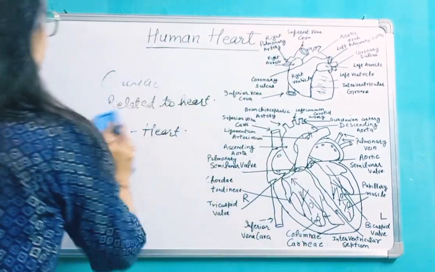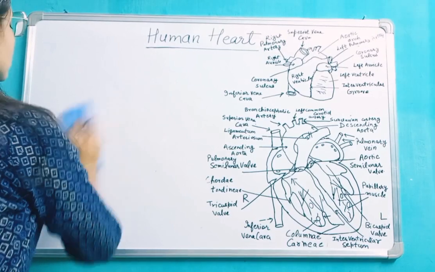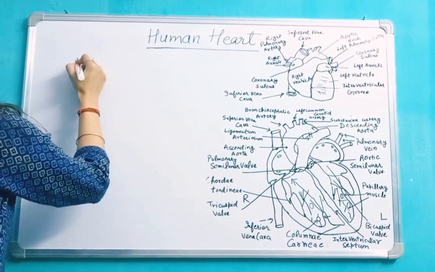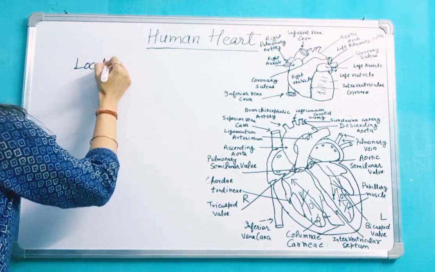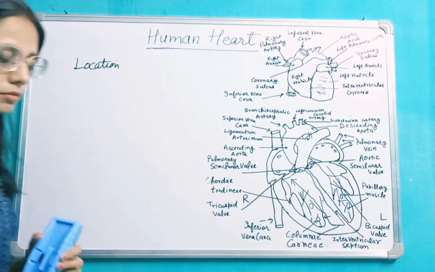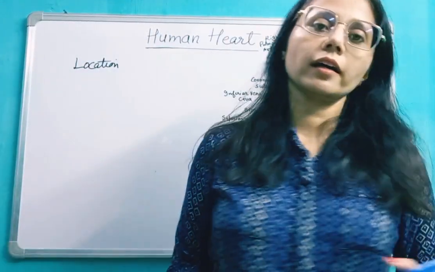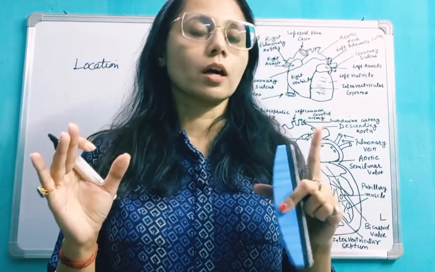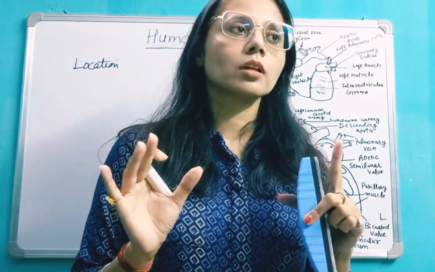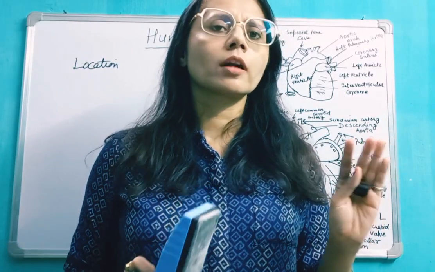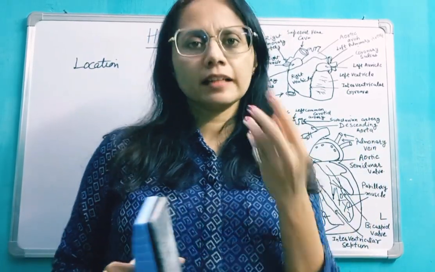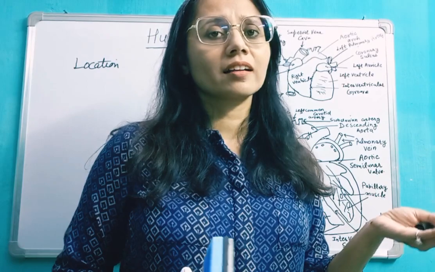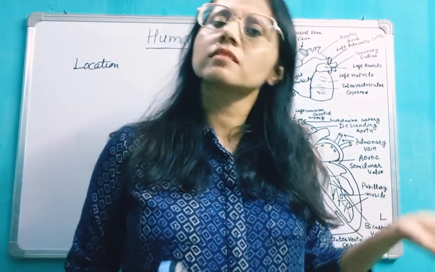Next is the location. अब हार्ट होता कहाँ है? Heart is situated in the thoracic cavity in between two lungs. ठीक है, दो lungs के बीच में. It is more tilted towards your left side. That's why the left side lung is smaller, because the heart ने space occupy किया.